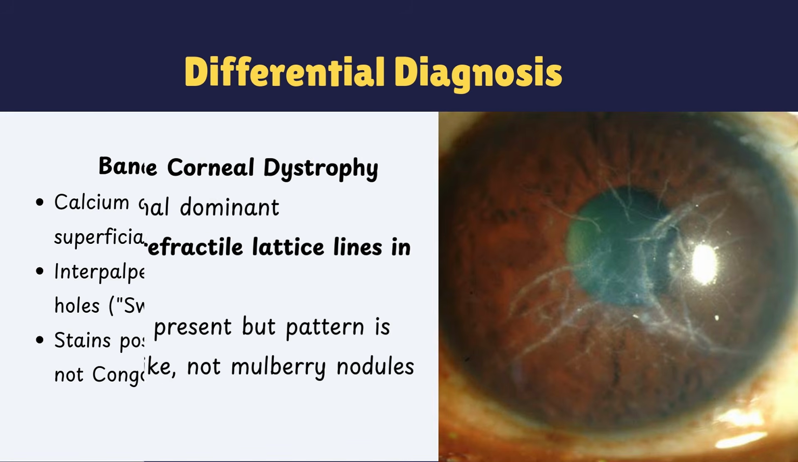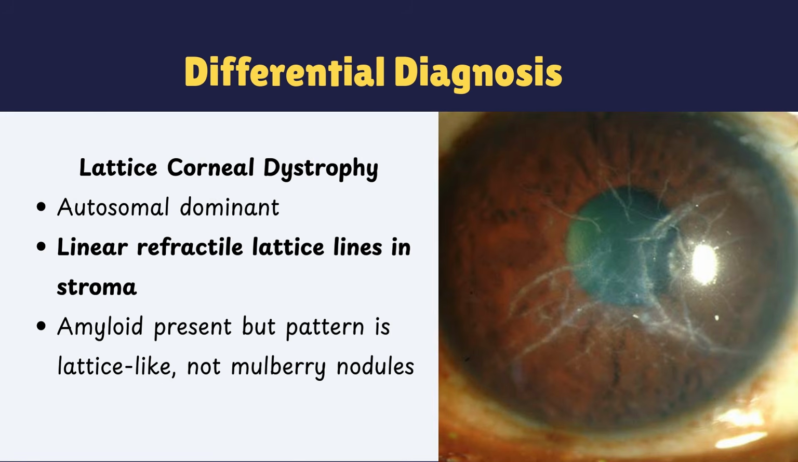Then lattice corneal dystrophy sometimes can also mimic GDLD. This one is slightly tricky because it is also amyloid, but the difference here is basically in the pattern. Lattice dystrophy gives you those refractile branching lines within the anterior stroma, whereas the GDLD gives you those mulberry-like nodules. However, both are Congo red positive, but the morphology is your differentiator.